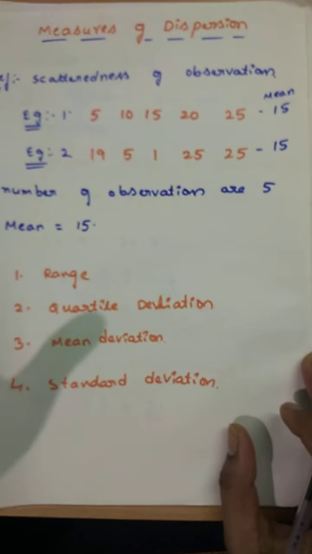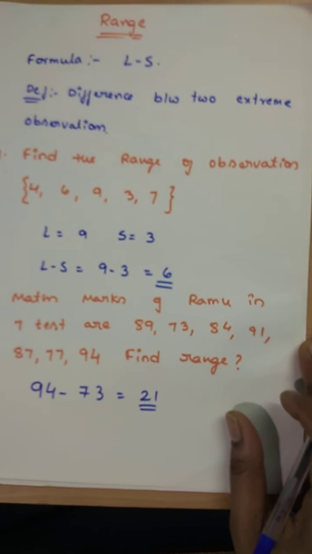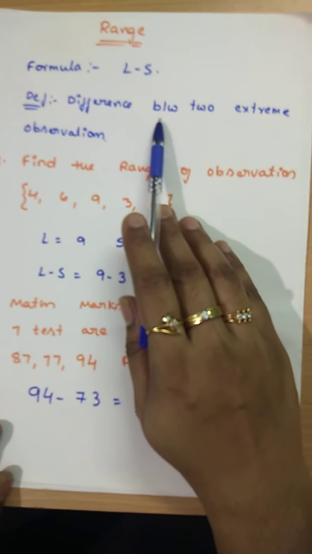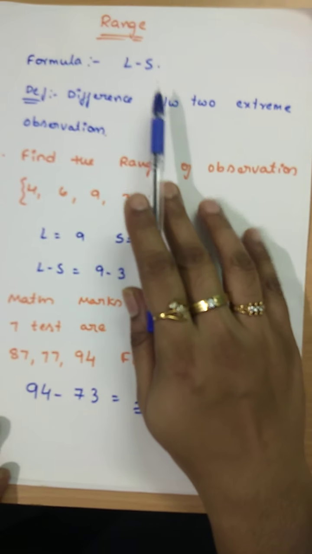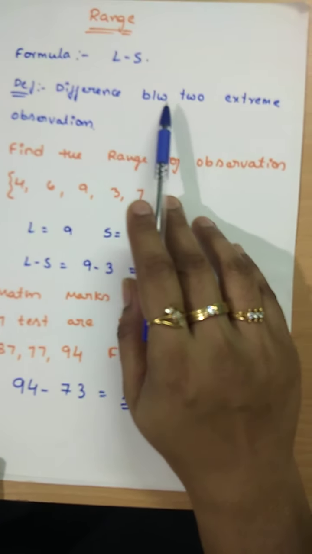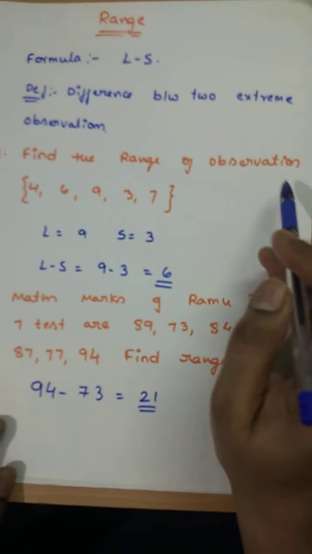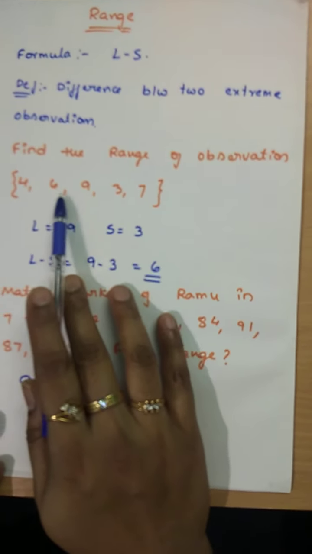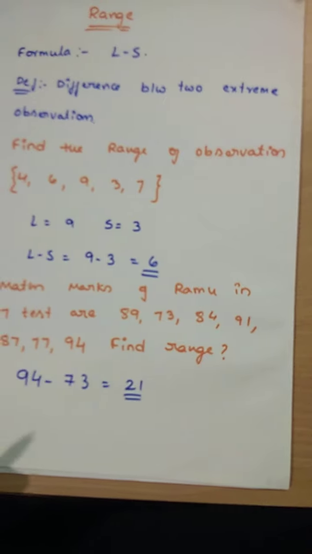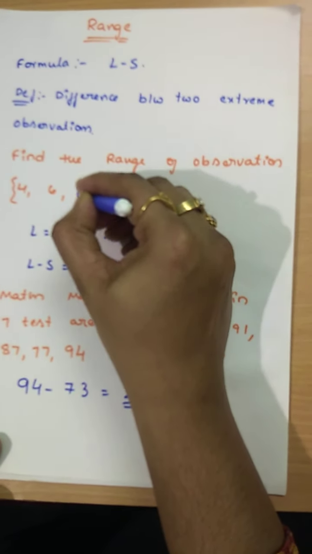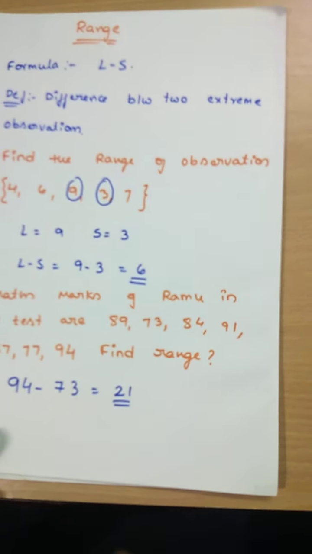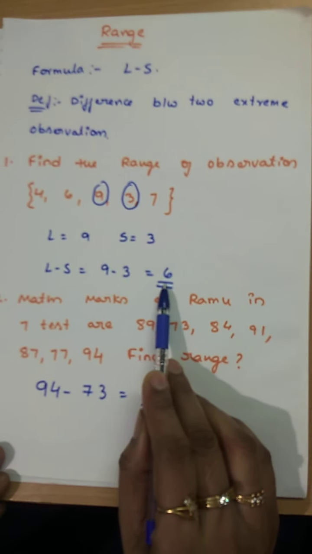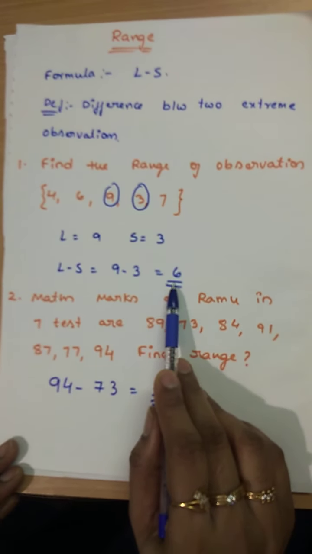First I am going to explain about range. Range means the difference between the two extreme observations. Two extreme observations means largest minus smallest, L minus S. If we find the largest minus smallest, then we get the range of the observations. I have taken the example 4, 6, 9, 3, 7. What is the largest value? 9 is the largest value. What is the smallest value? 3 is the smallest value. So L minus S equals 9 minus 3, which is equal to 6. The range is 6.